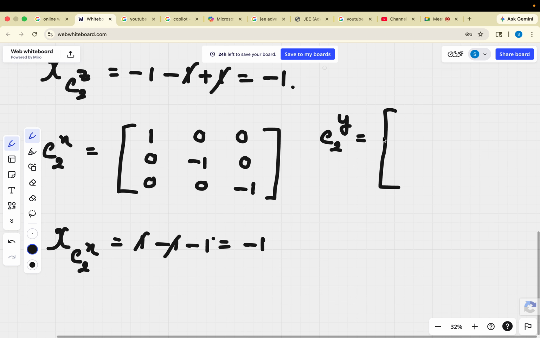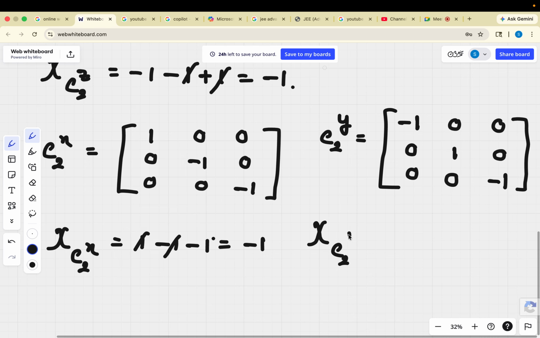Okay, I can write down for C2y also. C2y is equal to what? So C2y means along y axis it will not change, so I will get minus 1 0 0, next you will get 0 1 0, and last you will get 0 0 minus 1. So if I find out this chi value for C2y, what I am getting, minus 1 plus 1 minus 1. So this cancels out, I am getting only minus 1. So if you find out the character for C2x, C2y or C2z, you will get minus 1.